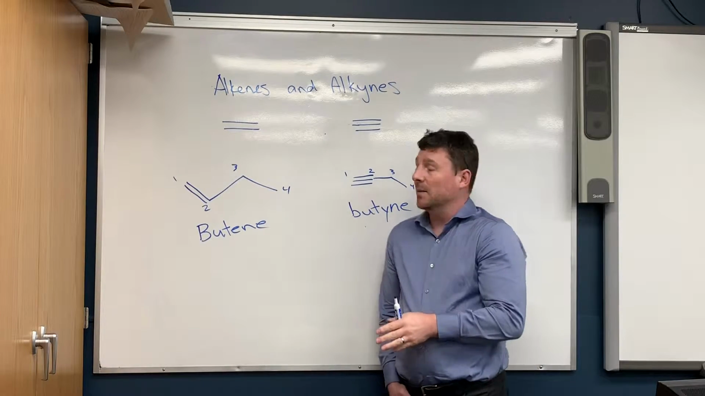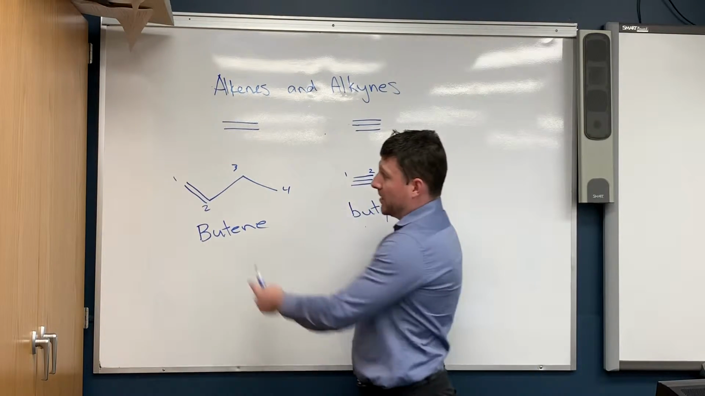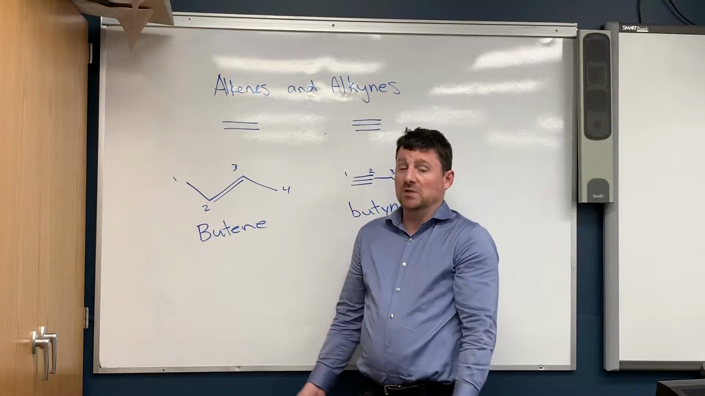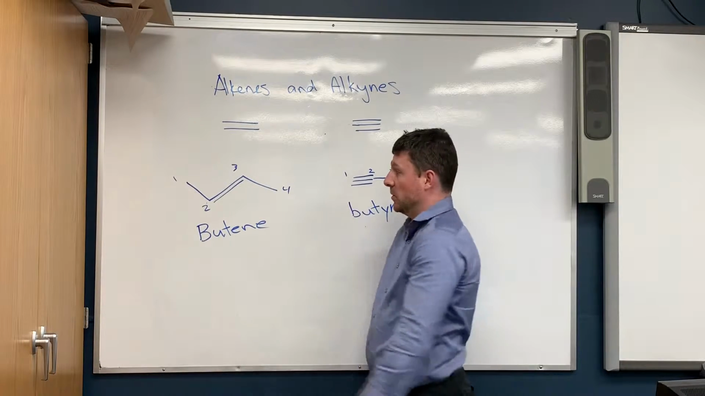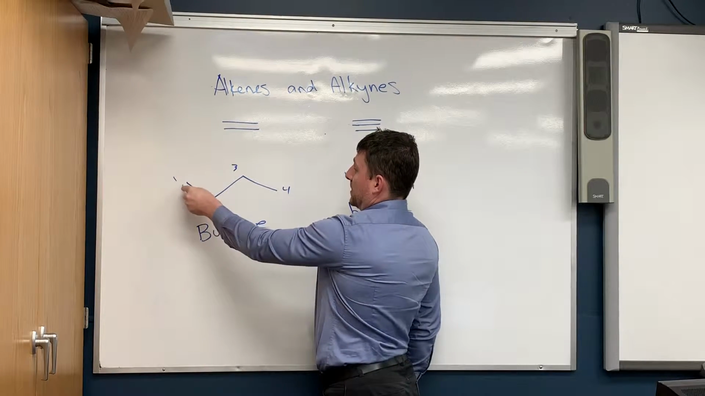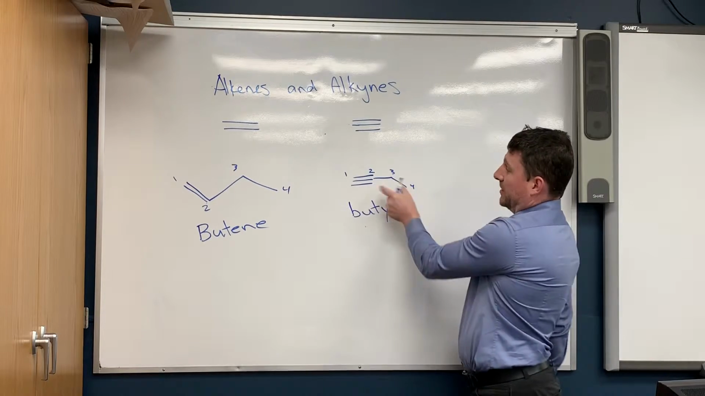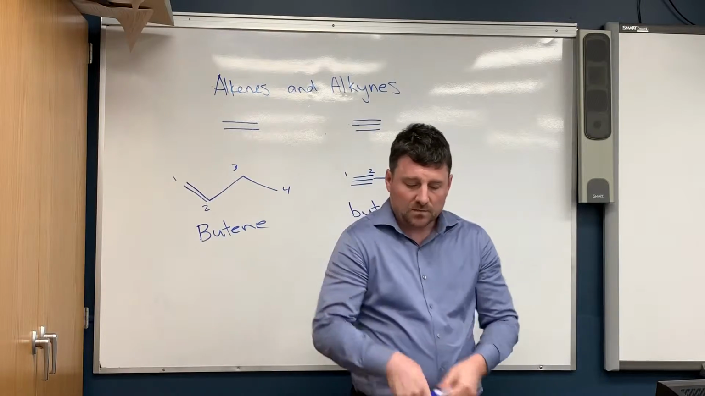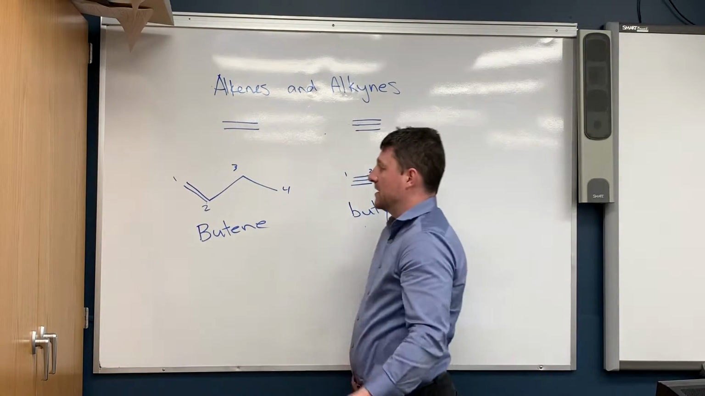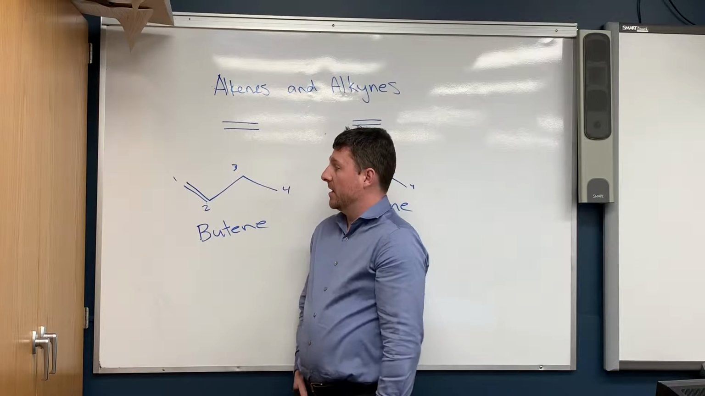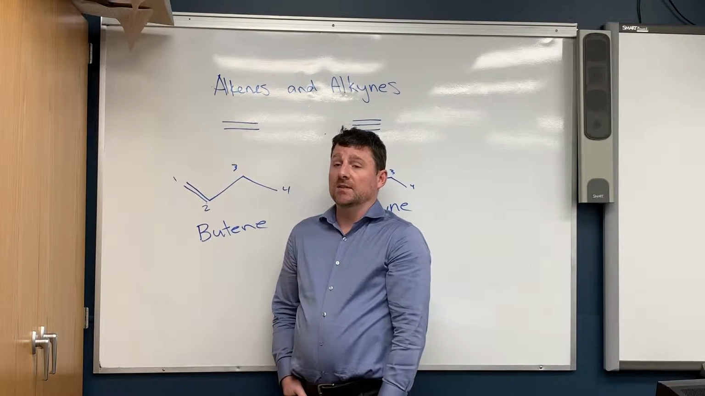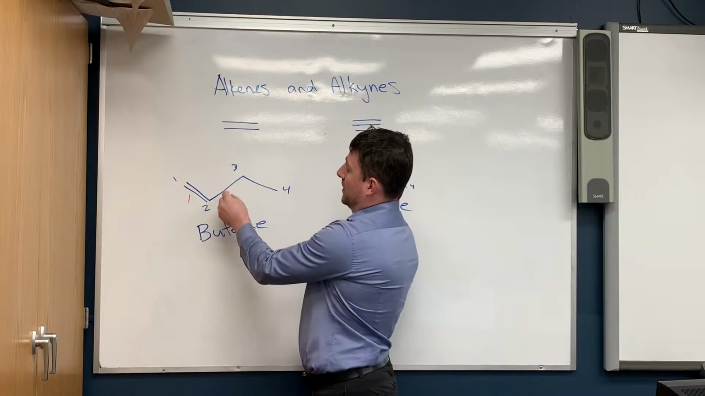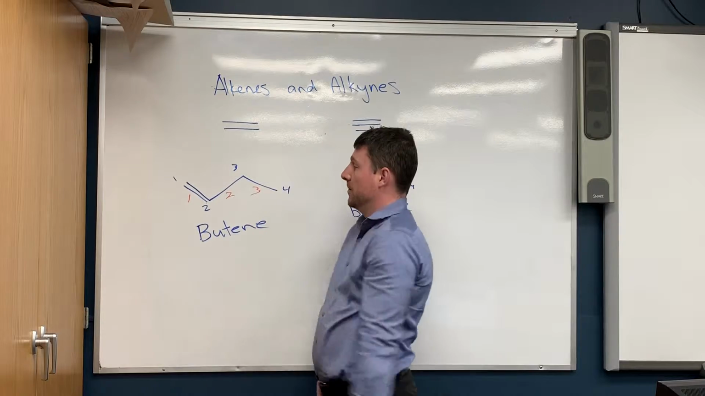Now, these names aren't quite complete yet because I could, of course, move the double bond here, and that would also be butene. We need to be able to distinguish between those two different molecules. And same thing with the triple bond. I could move the triple bond to a different position in the molecule. So what we do is, again, numbering. Except this time, because it's a bond, not an atom, that takes up a position, we're going to number the bonds.